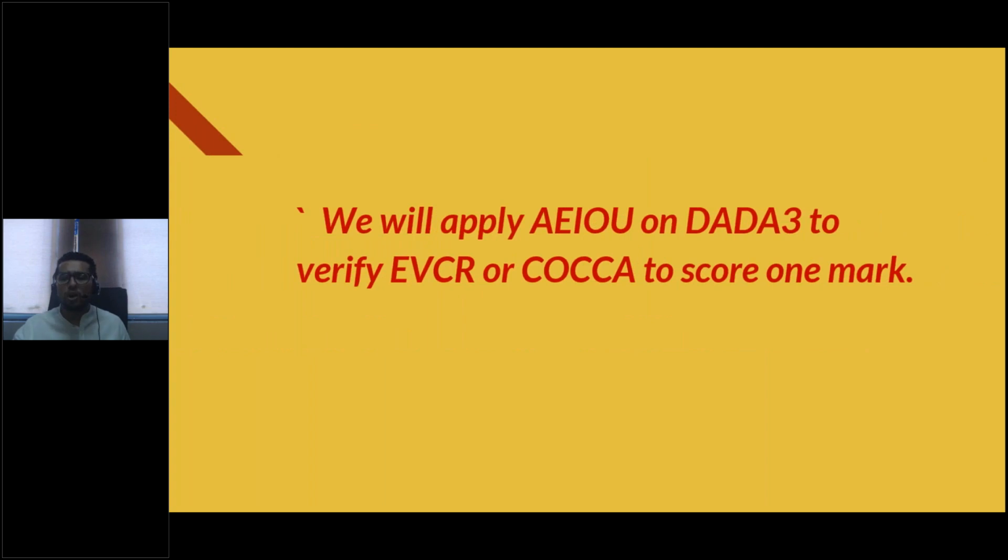So the bottom line or the shortcut is we will apply this AEIOU on DA3. We will apply analytical procedures, inquiries, confirmation, inspection, observation, recalculation on directors, assets, documents, accounting books, third parties, in order to verify the exam question, in order to verify either EVCR or COCA. So either the examiner will come up with a story which is associated with the statement of financial position, that is EVCR, or the examiner might come up with a situation which is more narrowly focused towards the statement of profit or loss account, which is called COCA.